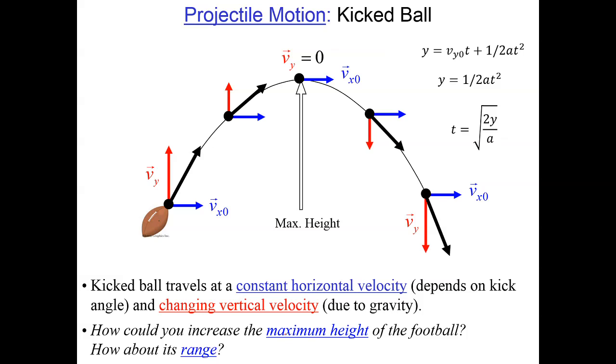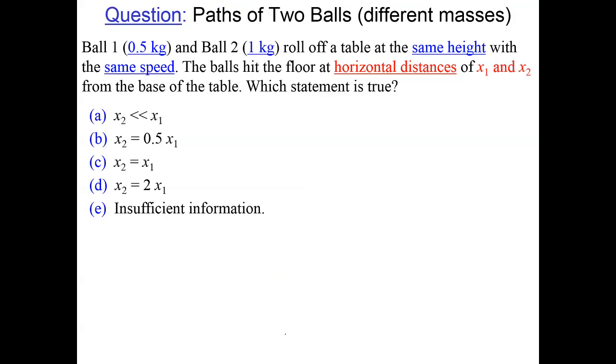Okay, so let's look at our question here. We are asked about 2 balls that roll off of a table at the same height and the same speed, but they have a different mass. In this case, the only thing that is different between the two is the mass. The acceleration doesn't depend on the mass, so the mass doesn't really matter for how far the object falls. What matters is the velocity and the height.